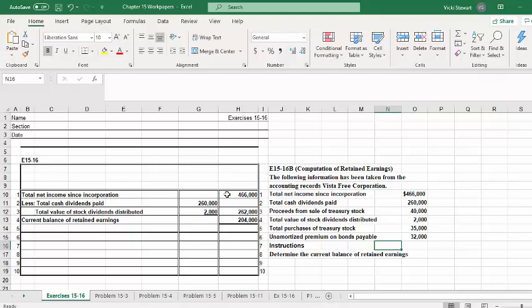So we can see by this that we would have the total income since incorporation minus the cash dividends paid and minus the value of the stock dividends distributed, and that would leave us with the current balance of retained earnings of $204,000. And that is the conclusion of the demonstration for exercise 1516B.